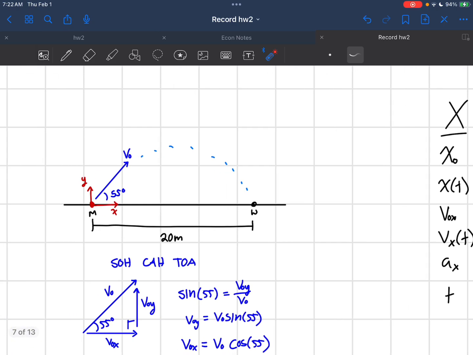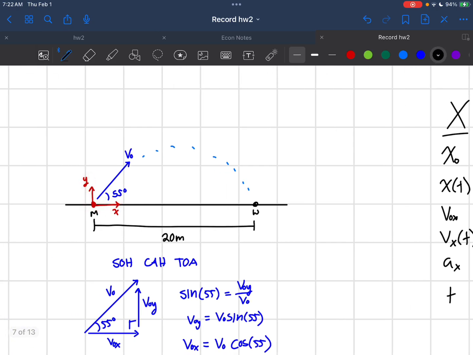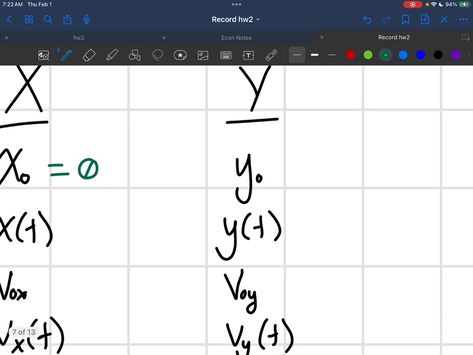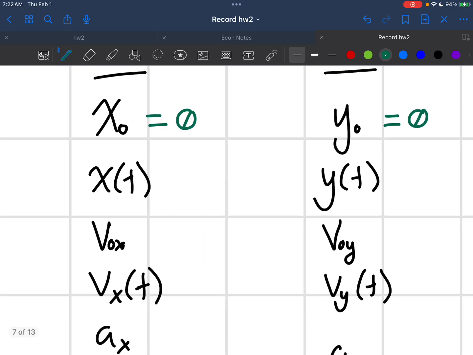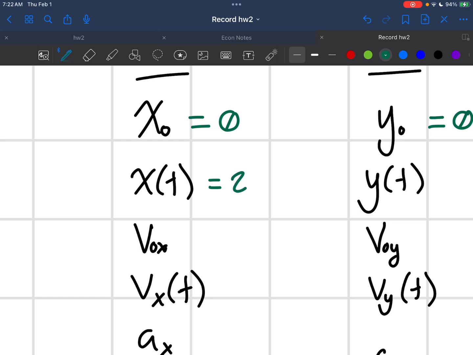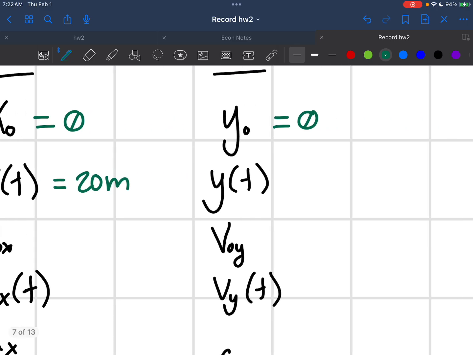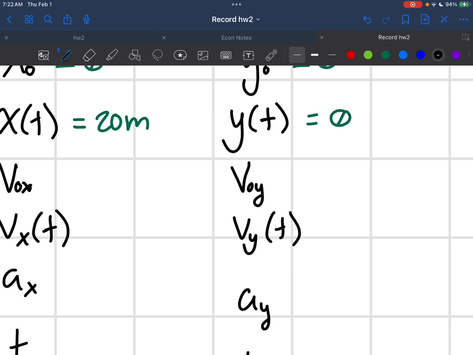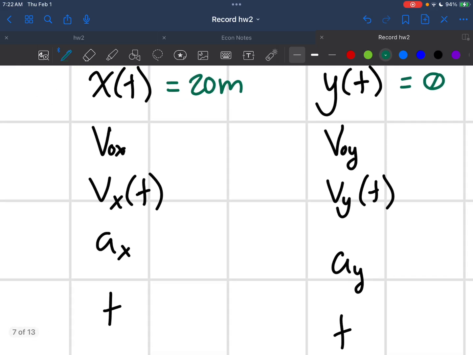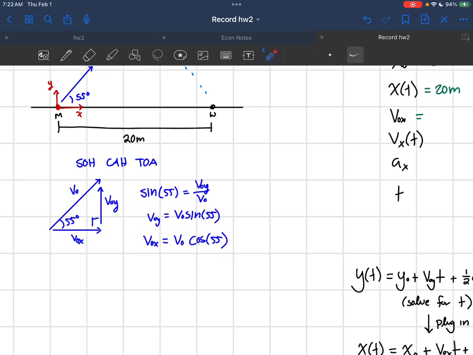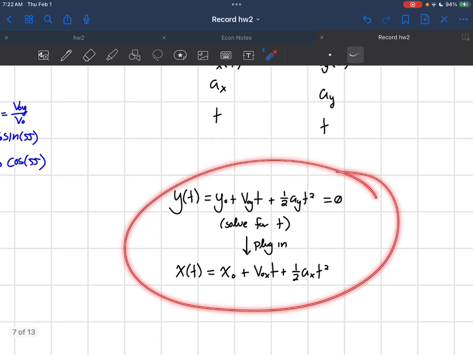Because of how I set my coordinates, I know that my x naught is 0 and my y naught is also 0. We said my x of t was going to be my 20 meters, right? And my y of t, we said that was going to be 0 as well. That was what we determined when we were writing that sentence. My v naught x, well, I have that. I don't know a number for it, but I have it in terms of v naught.